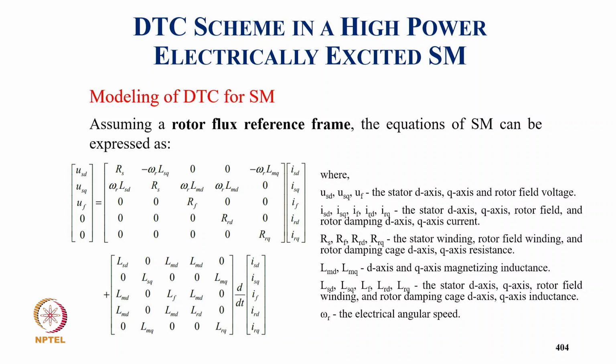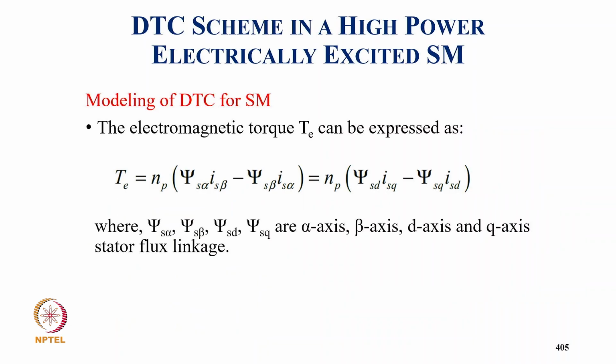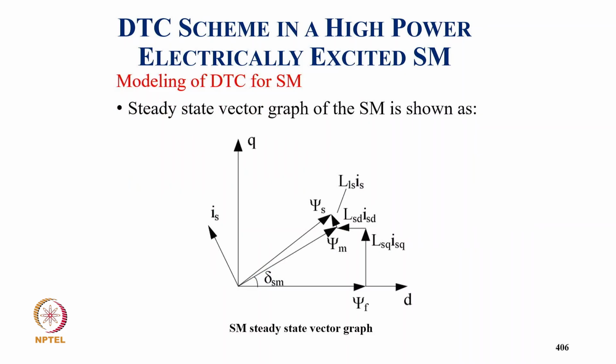And this is the modeling of DTC in the rotor reference frame. The kinematic equation is phi SD, phi SQ, USD, USQ, UF, 0 0, and then we have a complete matrix in ISD, ISQ, IF, IRD, IRQ. Then your G matrix, d upon dt of current like ISD, ISQ, IF, IRD, IRQ, and then the developed torque T equal to NP in bracket phi S alpha IS beta minus phi S beta IS alpha, equal to NP in bracket phi SD ISQ minus phi SQ ISD.